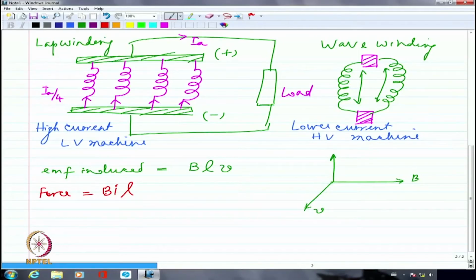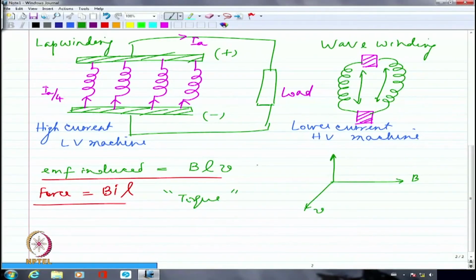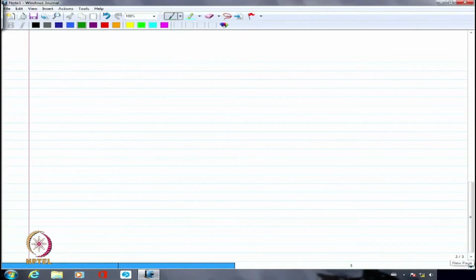So we are going to use these two expressions to get the value of torque in a DC machine, and similarly the value of voltage induced in a DC machine. Both we are going to look at by these two equations. So let me look at what the flux per pole is in a DC machine.